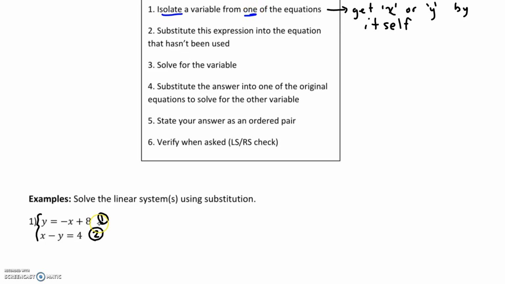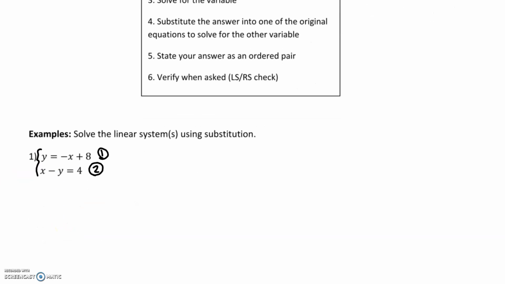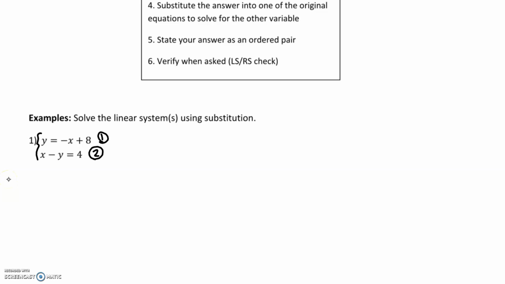So when I look, I see equation 1 already has y isolated. So step 1 is done for us. We don't have to do any rearranging. We're now going to substitute this expression into the equation that hasn't been used. So we're going to sub equation 1 into equation 2.